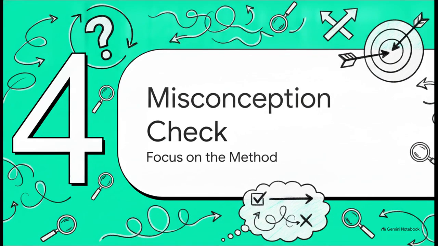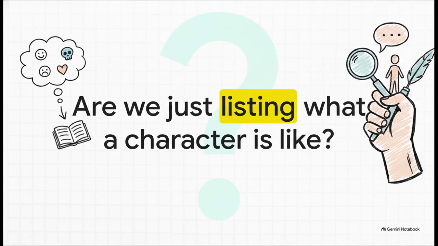Now for section 4, misconception check. Focus on the method. Let's pause our investigation for just a second to avoid a common rookie mistake. Are we just listing what a character is like? No way. Here is the absolutely crucial takeaway.